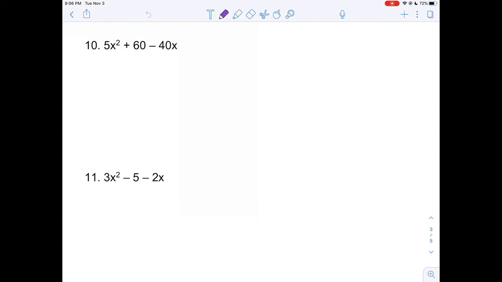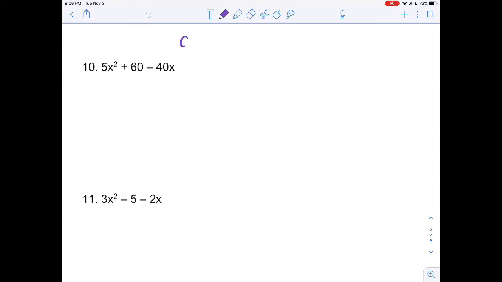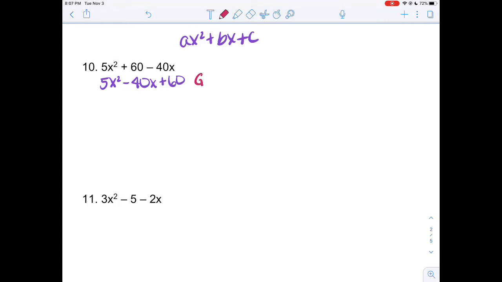Let's continue looking at examples. Number 10 says 5x squared plus 60 minus 40x. Wait, this is not in my standard form of ax squared plus bx plus c, so the first thing I need to do is rearrange this. 5x squared is good, but the negative 40x needs to come next, and then plus 60. Now that it's in standard form, I can pull out my GCF.